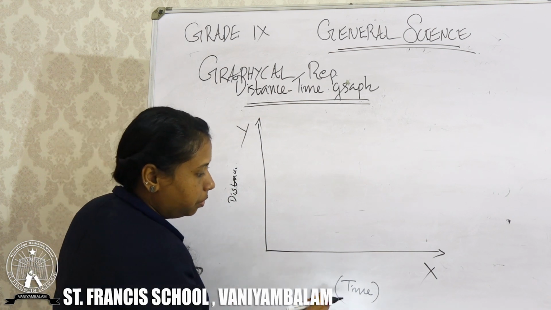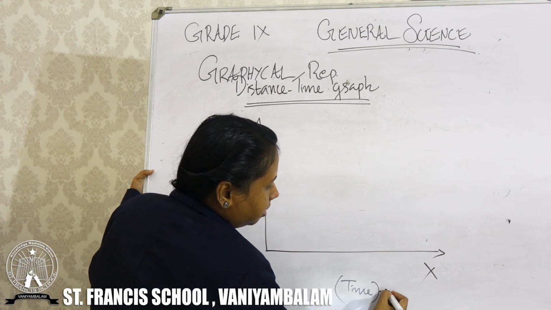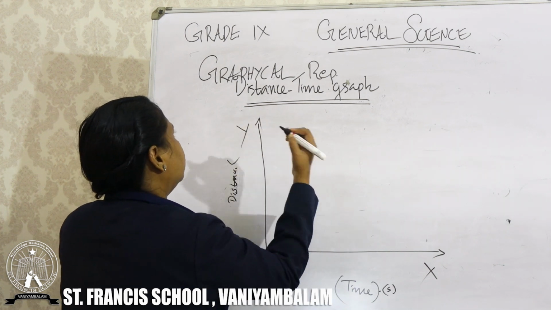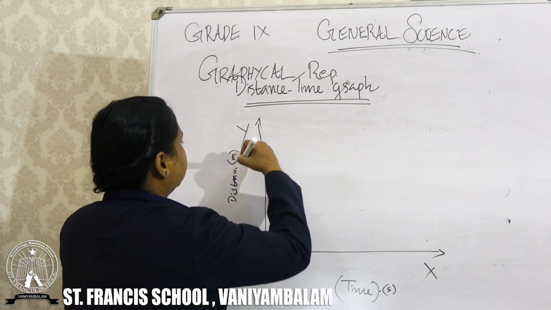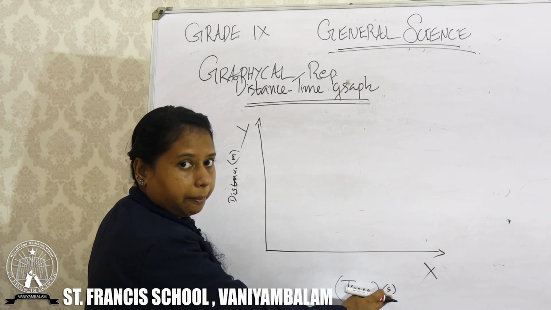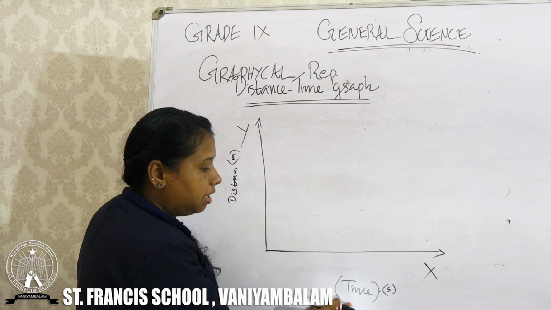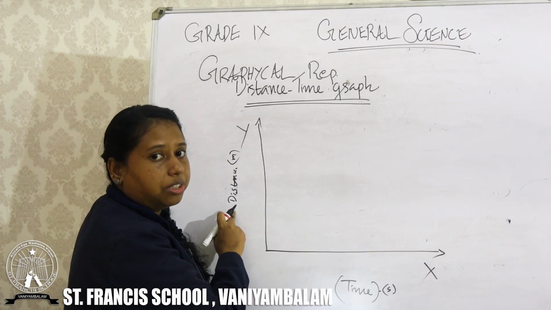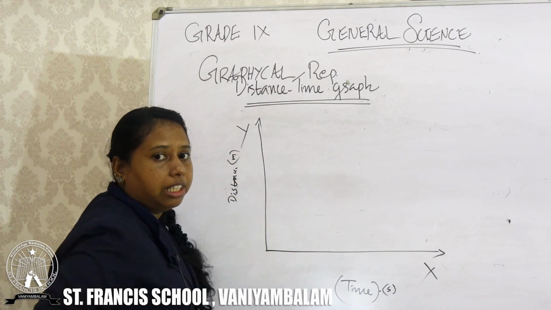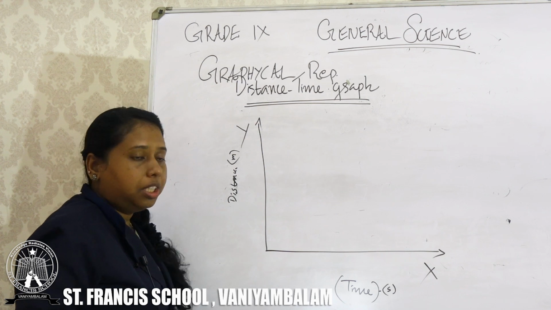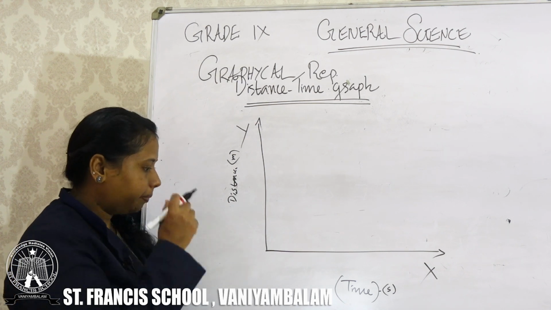Let us give the units. Time we are using seconds and distance we are using meter. The unit of time here is second, and the unit of distance is meter. So definitely we will get speed equal to distance divided by time, with the unit meter per second.